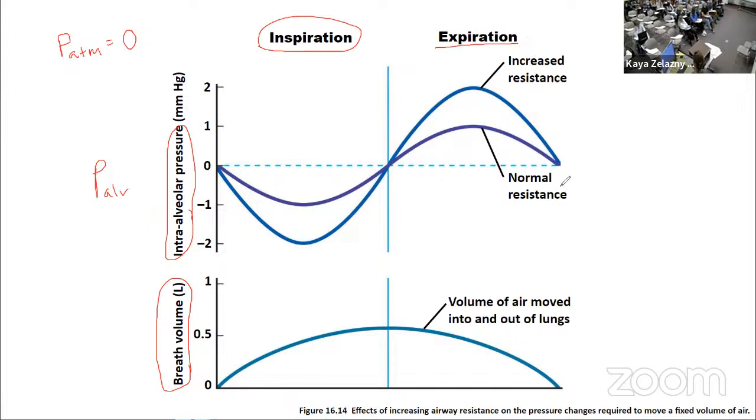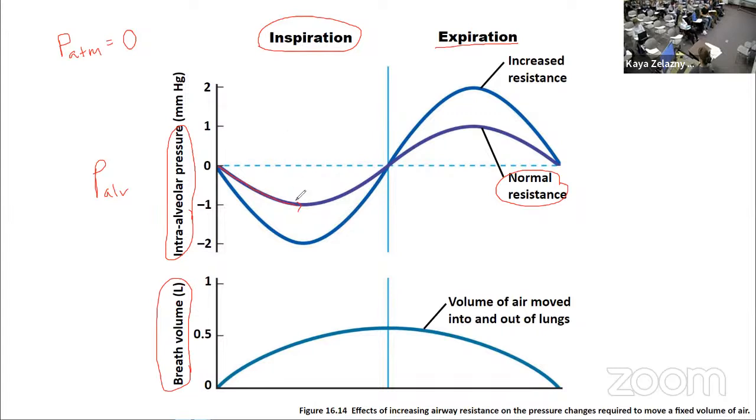So under a condition with normal resistance, you can see both these examples for the normal resistance and the increased resistance. We're looking at an example where we want the same volume of air. We're not going to change the volume. We're just going to change how hard we're working to get that volume. With normal resistance, you only have to drop down to an intraalveolar pressure of -1.